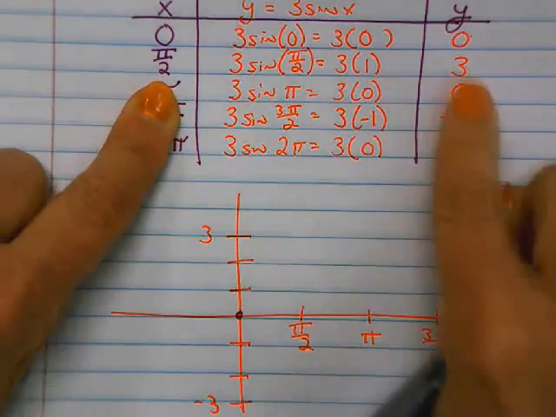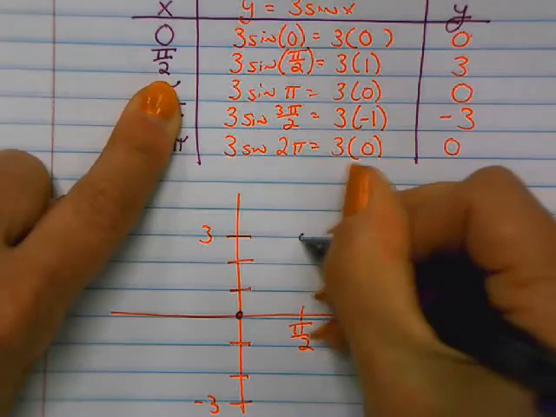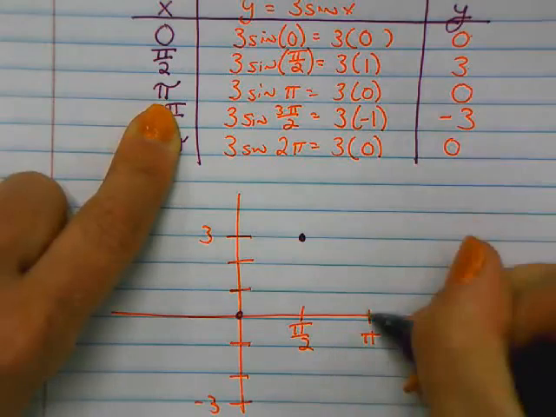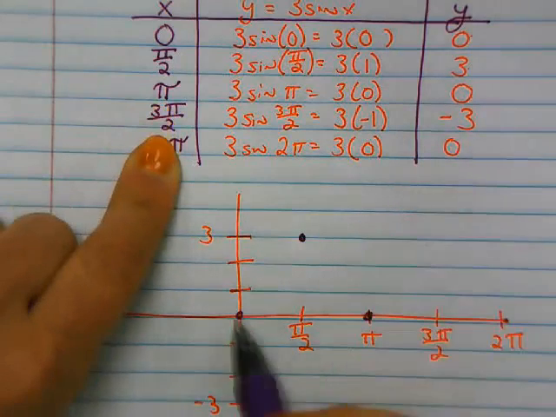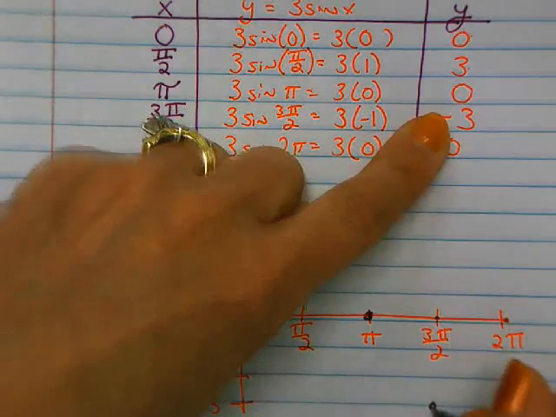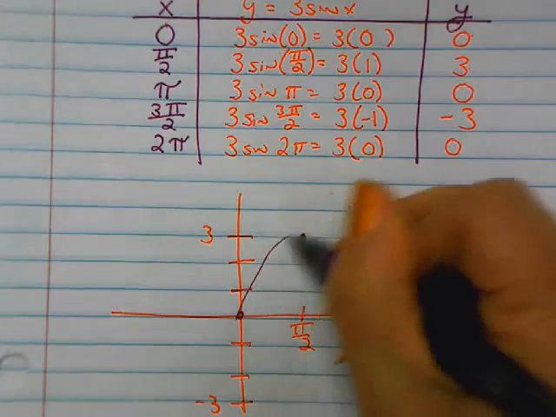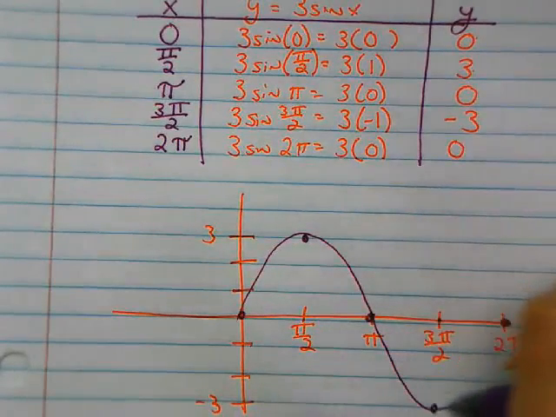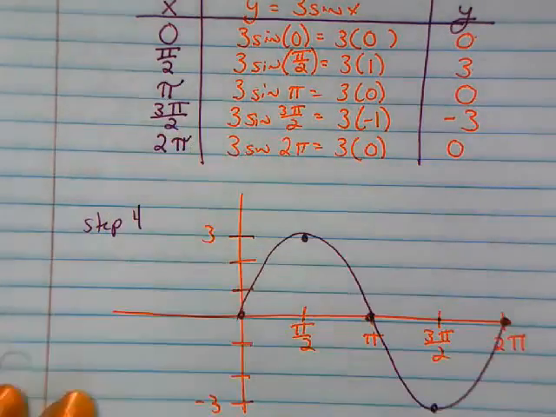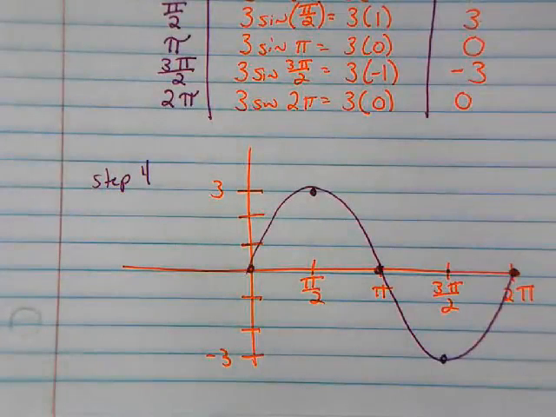When x is at pi, we're at 0. When x is at 3 pi over 2, we are at negative 3. And when x is at 2 pi, we are back to 0. Connect my points. And we're finished. This was step 4. Again, on the sine curve, most of you will be happy with the way it looks and you're not going to want to extend it. Okay? Alright, let's try another one.